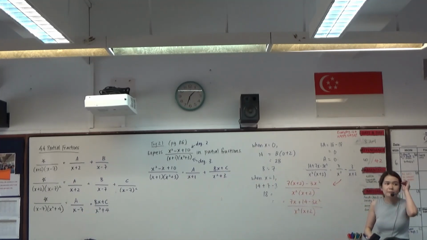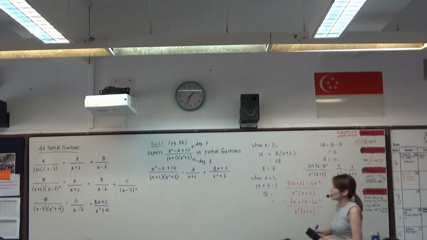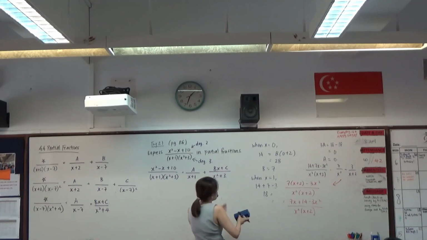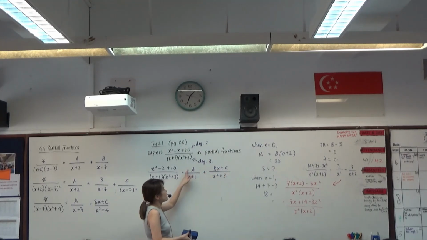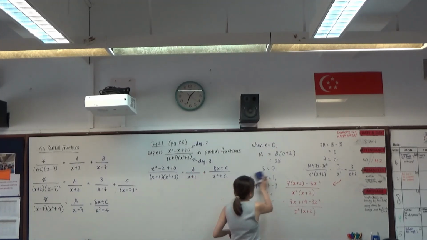Why is it Bx plus C? It's just a definition, so you have to memorize that one. Then the top will be Bx plus C. B and C are just arbitrary letters. You want Ax plus B, that also can. Just that I use A. So just don't repeat the constants, the letters.